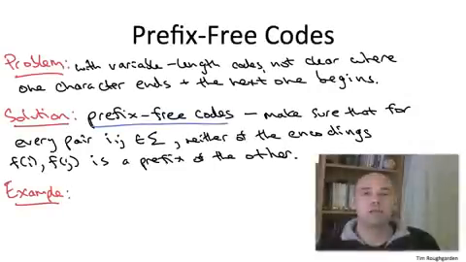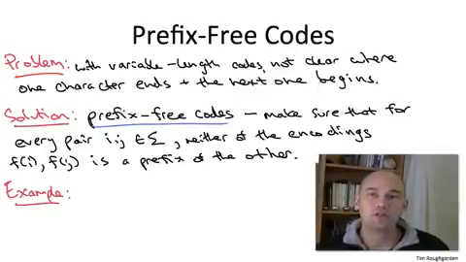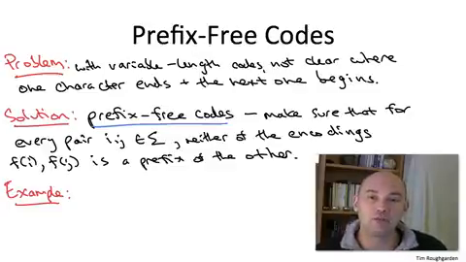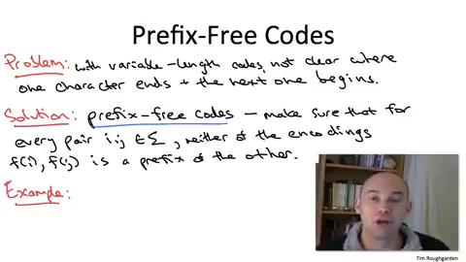So to solve this problem, that with variable length codes and without further precautions, it's unclear where one symbol ends and where the next one begins, we're going to insist that our variable length codes are prefix-free. So what this means is when we encode a bunch of symbols, we're going to make sure that for each pair of symbols I and J from the original alphabet sigma, the corresponding encodings will have the property that neither one is a prefix of the other.